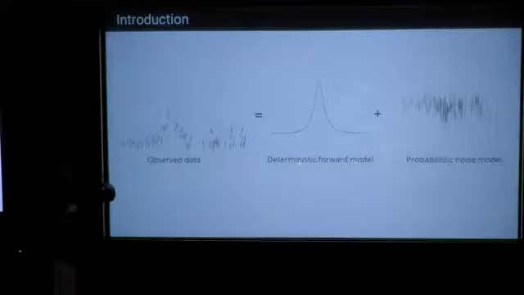You can have single lenses, you can have multiple lenses, you can have finite sources, you can have parallax, and so on. There's also a lot of freedom in the noise model. A lot of work has been done on the forward model in the past few decades, not as much on the noise model. So in most of this talk, I'll focus on the noise model.